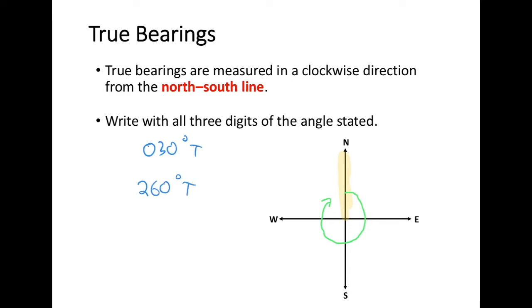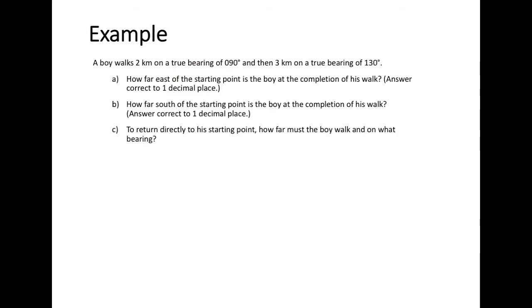So let's have a look at an example of how we can use true bearings to help us draw a diagram and to answer a word question. So in our example, a boy walks 2 kilometers on a true bearing of 90 degrees and then 3 kilometers on a true bearing of 130 degrees. And then there's a few parts to calculate based on that information. So before we have a look at those individual parts, what we're going to do is start off with drawing a diagram, and that is going to help us answer each of those 3 parts of the question.